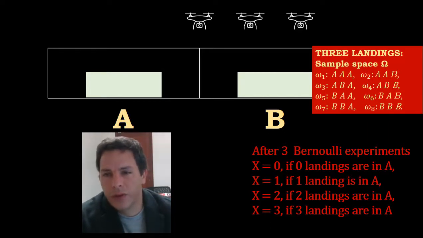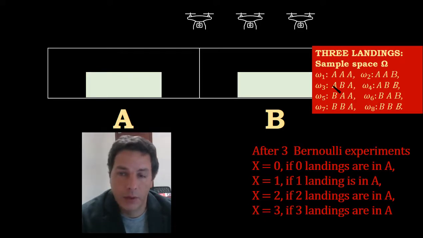Okay. So if we see the sample space here, it takes into account the 3 landings. The first letter is the first landing, the second letter is the second landing, and the third letter is the third landing. So in this case, we call omega 1 the outcome in which the 3 landings are in A. Omega 2, the first 2 landings in A and the third in B. Omega 3, first landing in A, second in B, third in A. Omega 4, first in A, second B, and third in B, and so on and so forth. Omega 8 is that the 3 landings are in B.